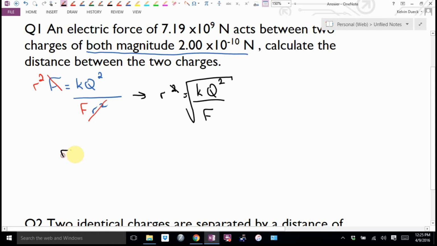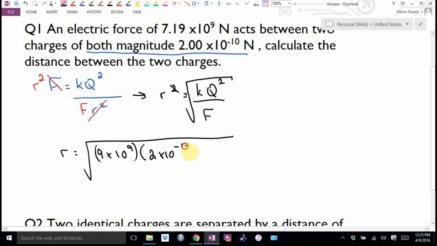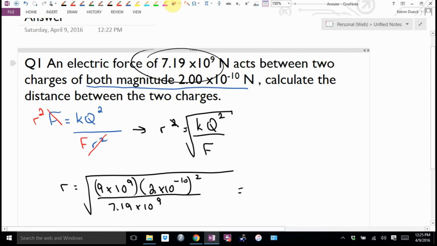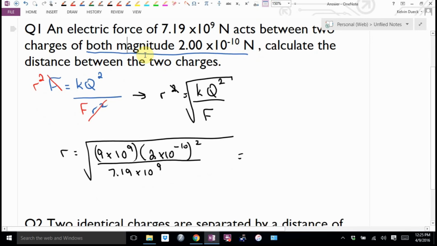So, it's going to be 9 times 10 to the 9th, 2 times 10 to the negative 10 squared, all divided by 7.19 times 10 to the 9th. I hope I copied this number down right. It seems big, but I think that's what you sent me in the email. That's just a really big force. Well, you know what? There's only one way to find out. Let's crunch the numbers.